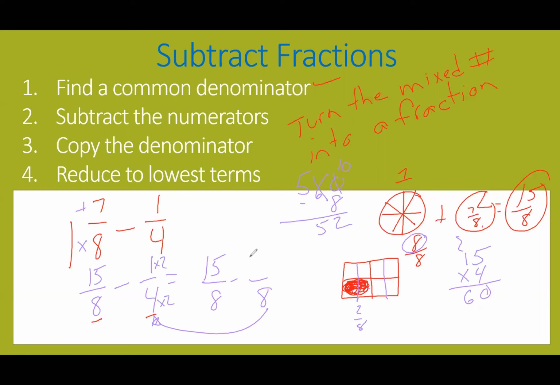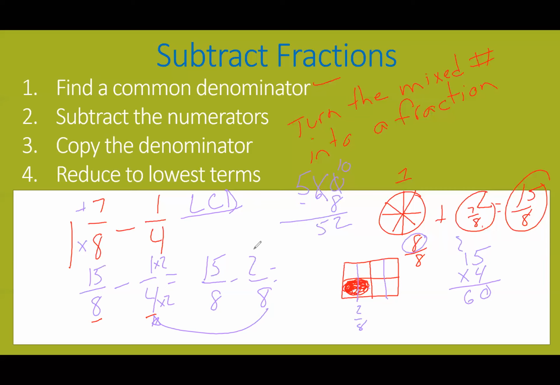1 times 2 is 2. Look how easier. When we look for that lowest common denominator, which would be 8. I mean, we could definitely do 32. We could also do 16 if we wanted to. But by doing the lowest, by giving it a little thought first, we can save some time and do some easy math.